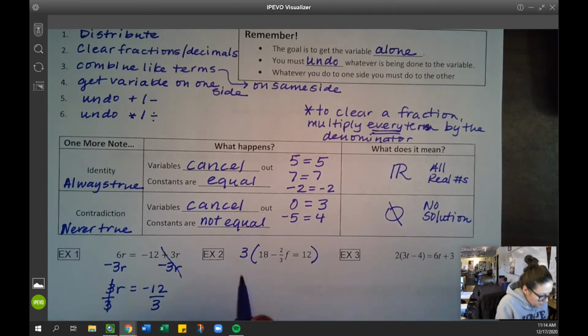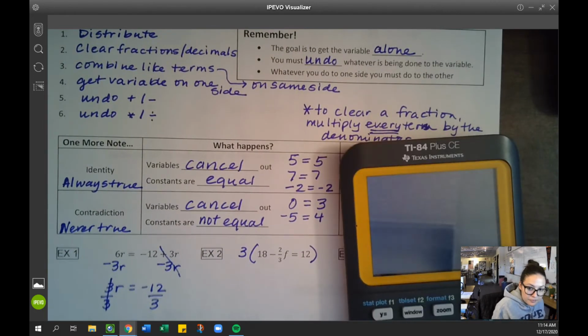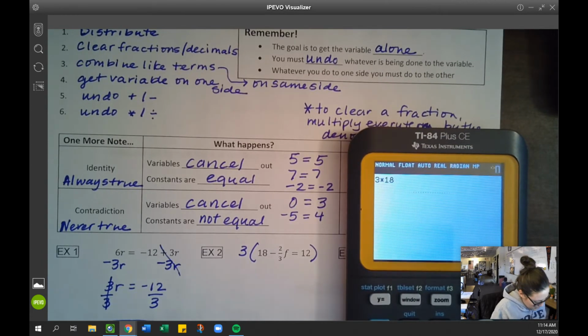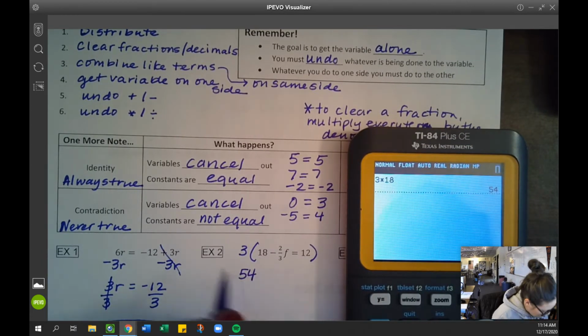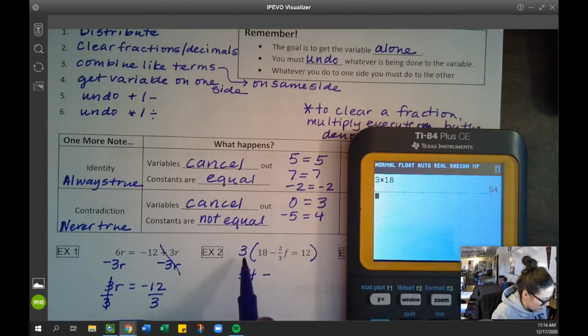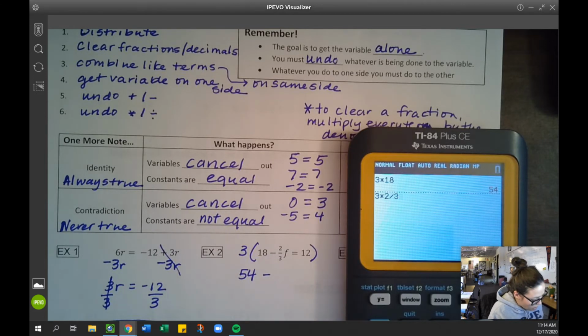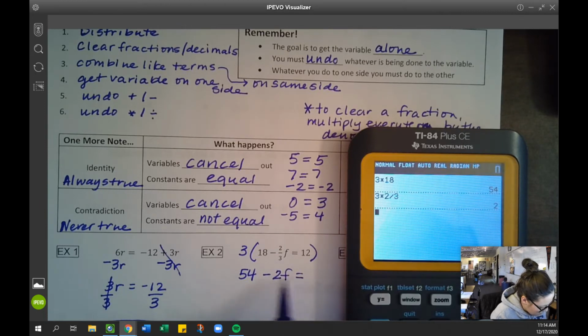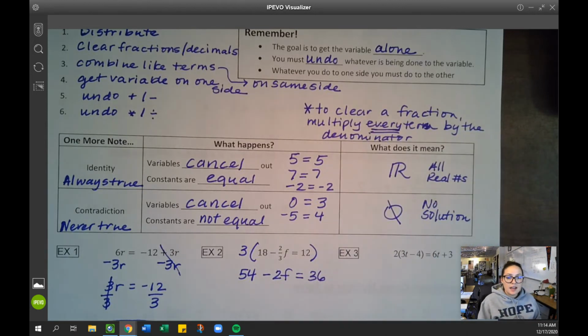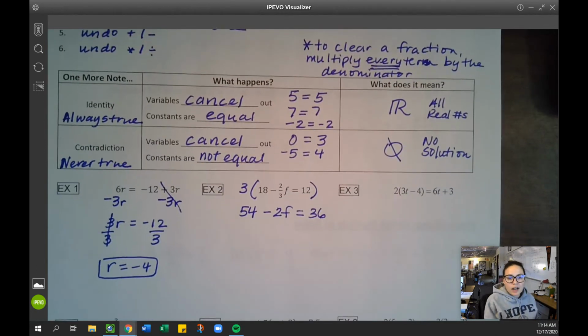3 times 18, we're going to distribute now. 3 times 18, 54. And now here's why this works really nicely. When I do 3 times 2/3, all I'm going to be left with is 2. 3 times 2/3 is just 2. So I have 2f. 3 times 12 is 36. And now this is nice because I don't have to deal with any fractions.